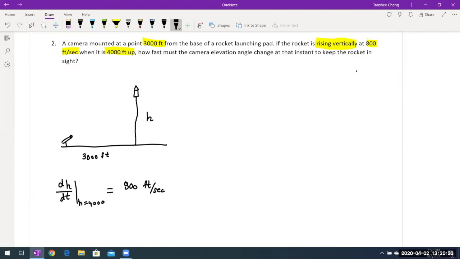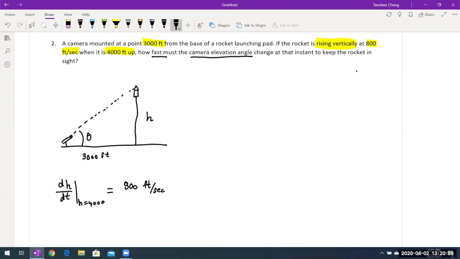Now, the question is asking you how fast the camera elevation angle must be changing to keep the rocket in sight at that moment. So the question is asking about the angle of elevation. I can look at this as a triangle, and the angle of elevation is this angle that we are talking about.